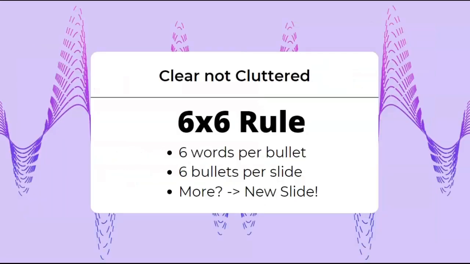The goal of an aid is to reinforce what you're saying in your speech. In order to do so, visual aids have to be clear and not cluttered. Cut down on the number of words you have on each slide. The Speaking and Writing Center's rule of thumb is the 6x6 rule. No more than 6 words per bullet and 6 bullets per slide.